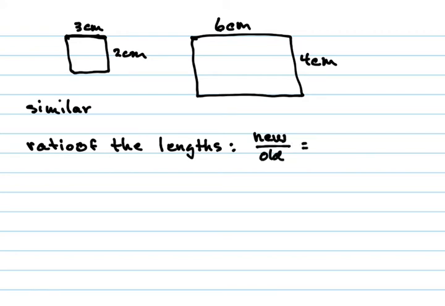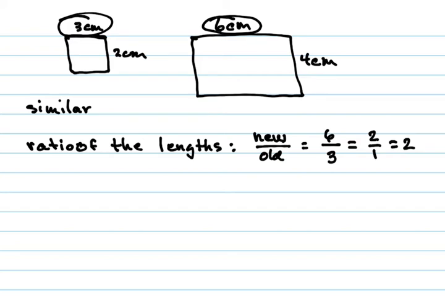Length is typically in a rectangle the longest side. So the longest side in the new rectangle is 6. The longest side in the old one is 3, so that's 6 over 3. 6 and 3 will both divide by 3, so you'll get a new ratio of 2 over 1. And would you ever leave a number over 1? No, we just simply say 2. In other words, 6 divided by 3 gives us 2, right?